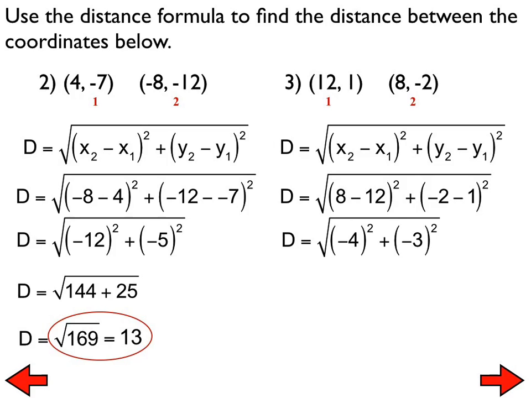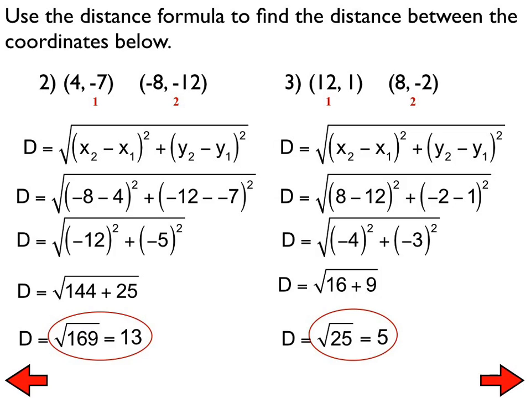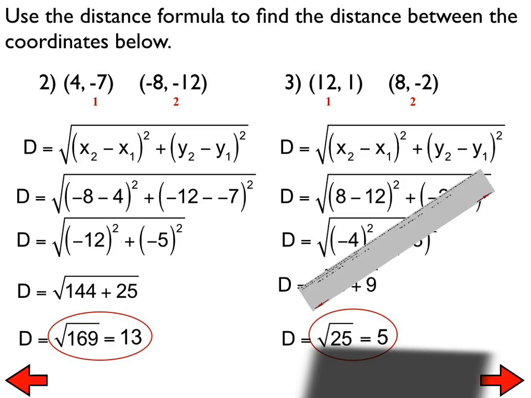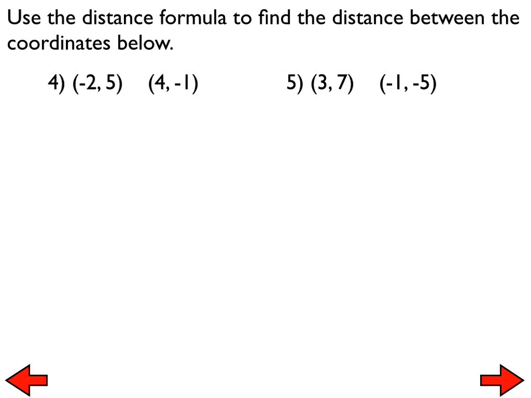Do a little bit of simplifying. Multiply out the perfect squares. We end up with a perfect square here, and so the distance is 5. All right. Now, everybody do number 4 and number 5. If we end up with an irrational square root, in other words, a square root that's not a perfect square, simplify the square root. And once again, do number 4 and number 5.